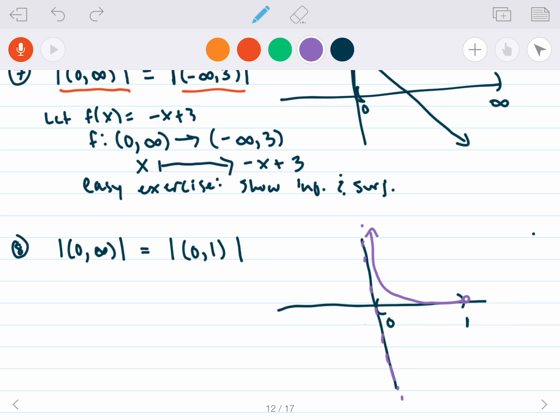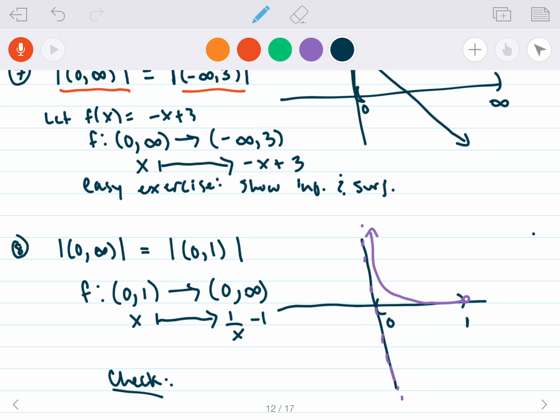And so we could say that our function f of x, well, let's actually say where it's coming from and where it's going. It's coming from 0 to 1, and it's going to 0 to infinity. And I'm going to send something in 0, 1, not including 1, to 1 over x minus 1. So that's what I drew here in purple. Again, you can check that on these intervals.